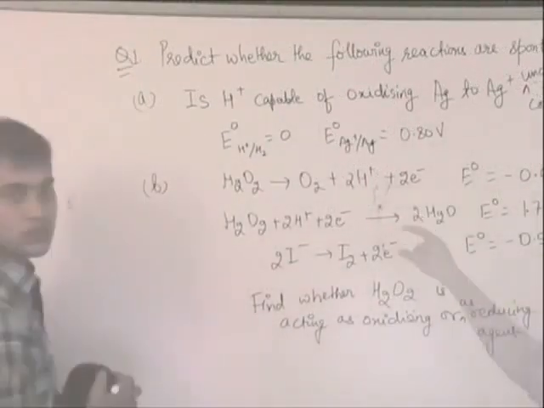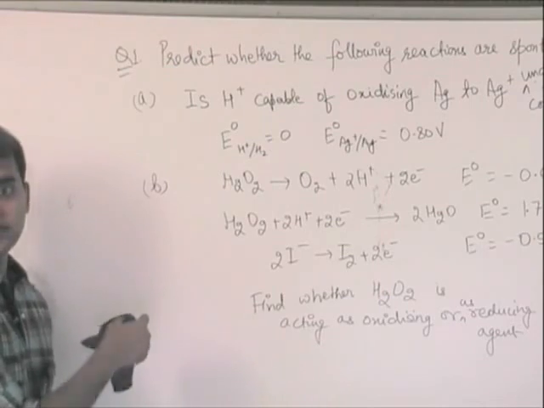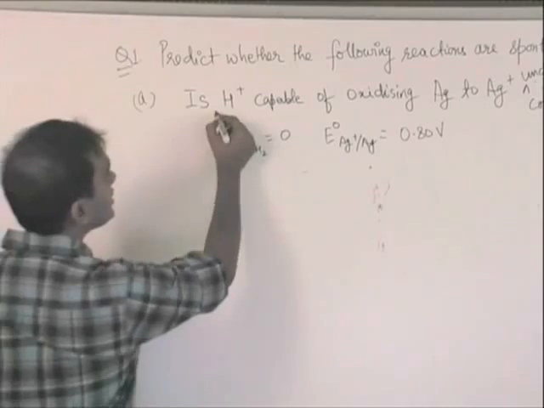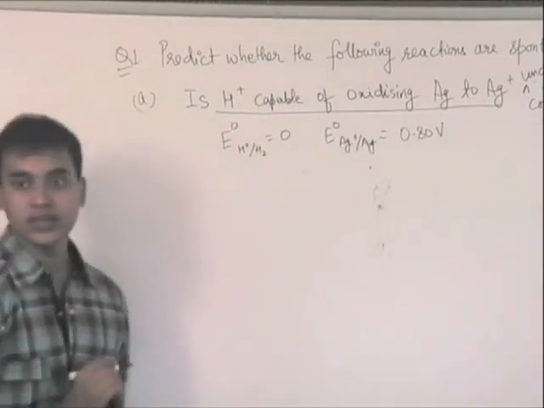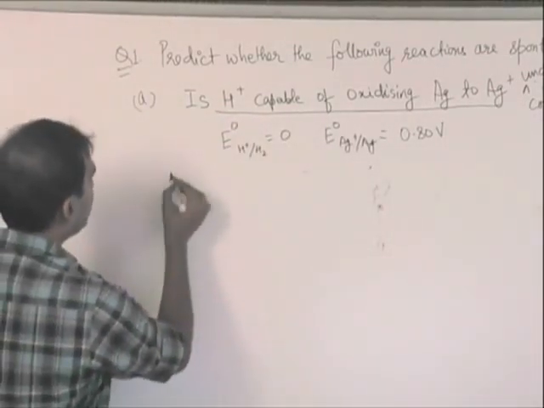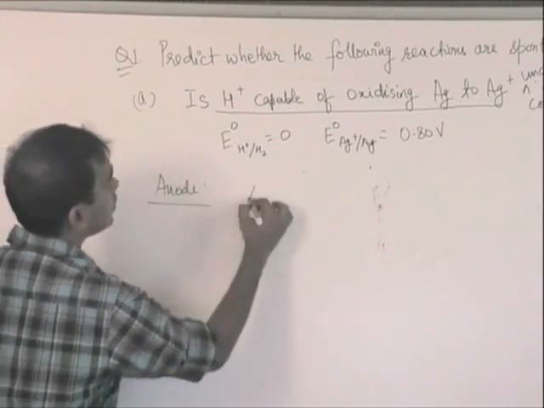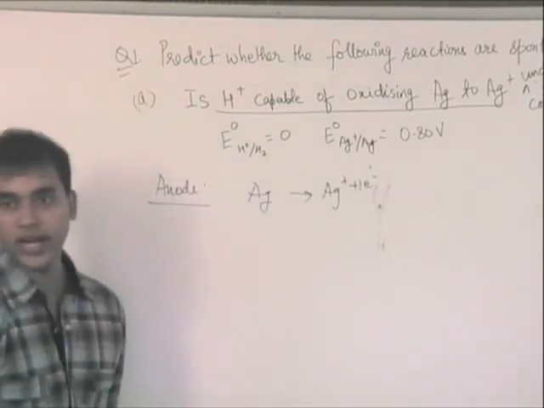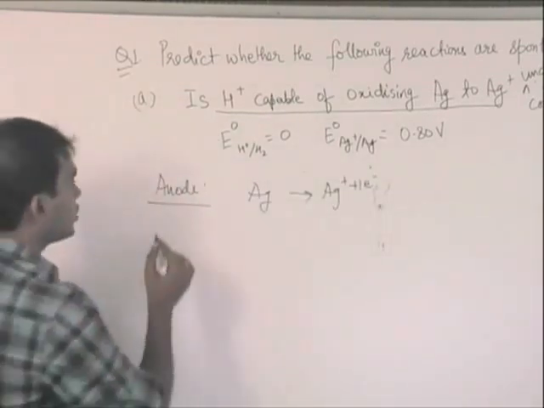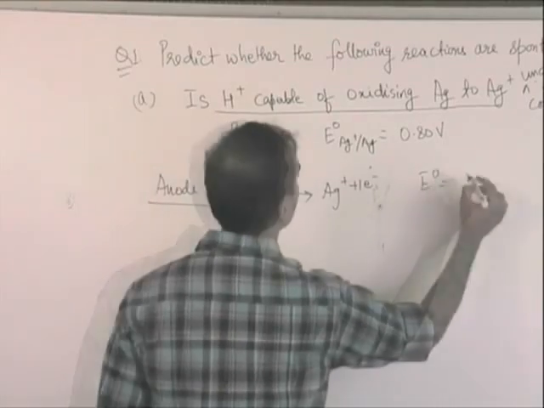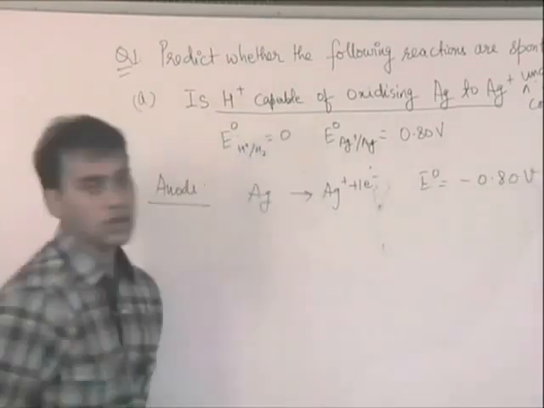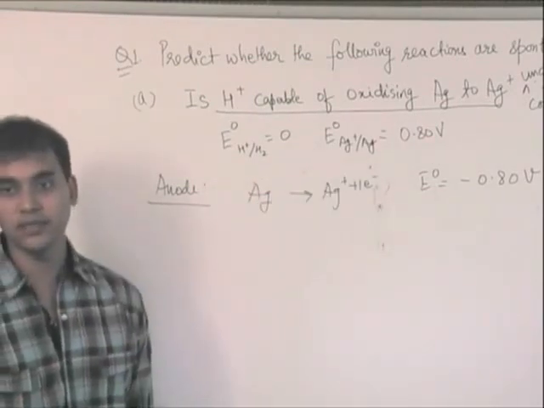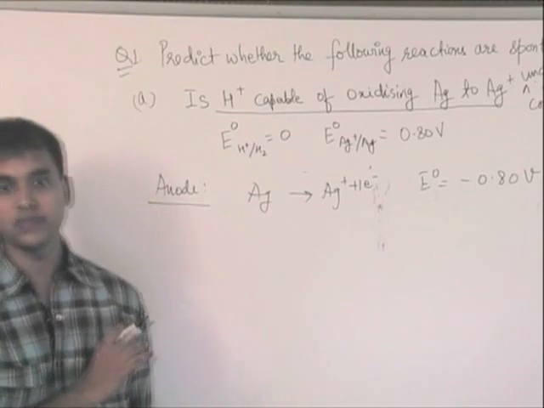Shall we do the first one? Everyone has copied the questions, right? So see, the question asked to you here is: is H plus capable of oxidizing silver to silver 2 plus? So, what will be the reaction at anode? Silver gives silver plus plus electron, right? And for this I know E naught is minus 0.8. Why? Because what has been given to me is the reduction potential, not the oxidation potential. Simple enough? Clear?